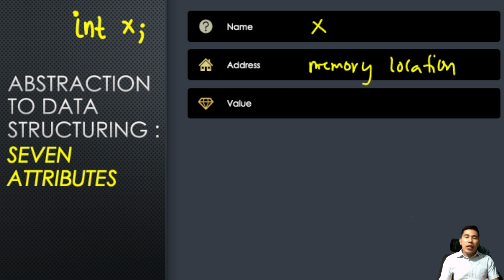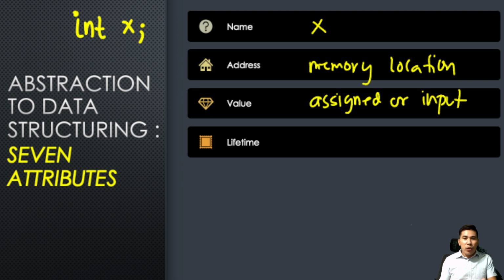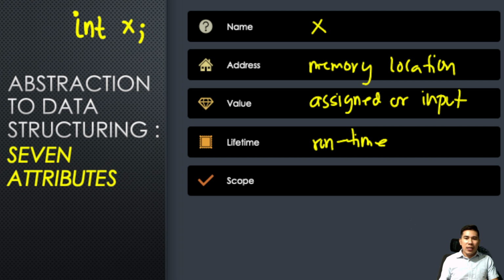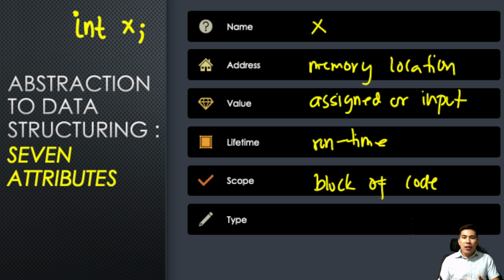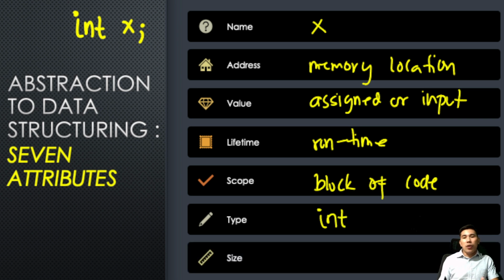And then the value, the quantity which that variable represents, either assigned or an input. Then the lifetime, the interval of time during the execution of a program in which the variable is said to exist. An example is runtime or compile time. Then we have the scope, which is the set of statements in the text of the program in which the variable is said to be visible. An example is the block of code, which is the scope of your data abstraction.